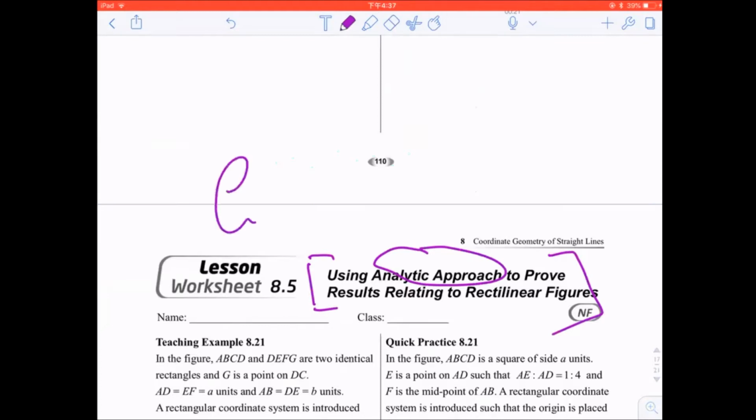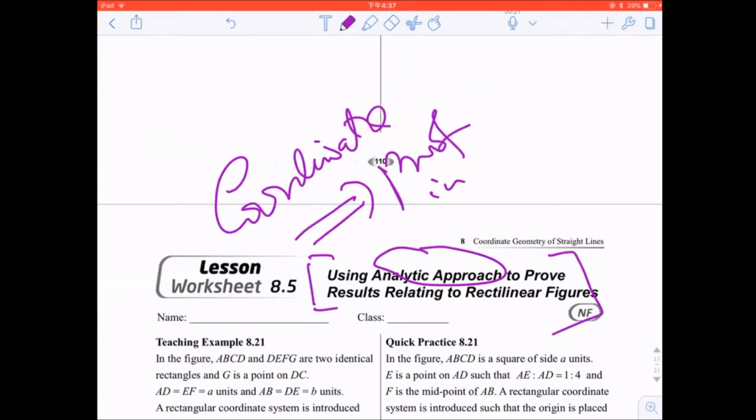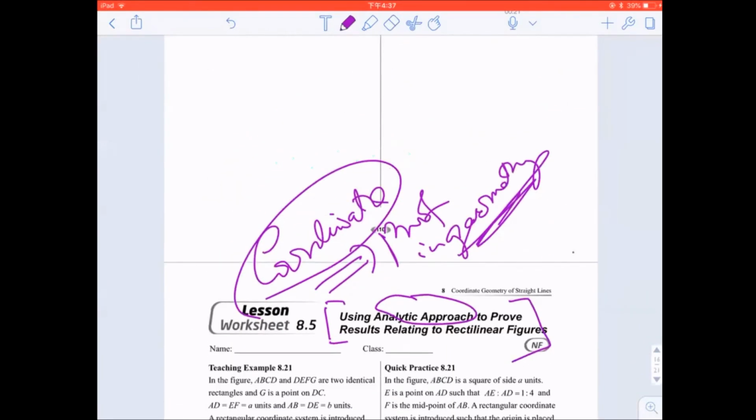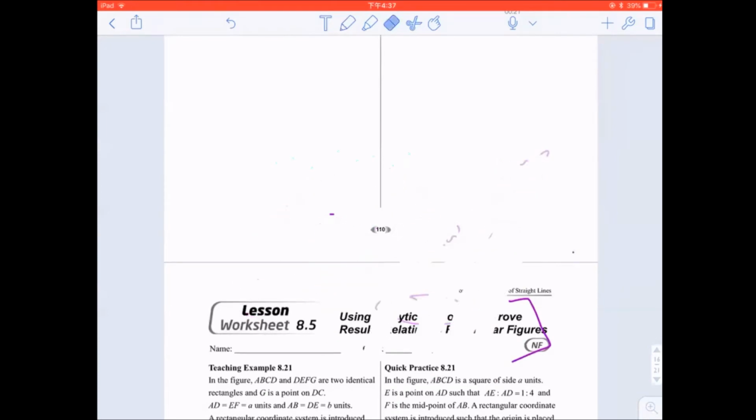So it means that you want to use coordinates to prove things in geometry. I would like to make some proofs for geometry here. So I would like to make use of coordinates, making use of algebraic calculations to discuss the geometric problem here, right? This is quite useful in the future, and this approach is the so-called analytic approach.